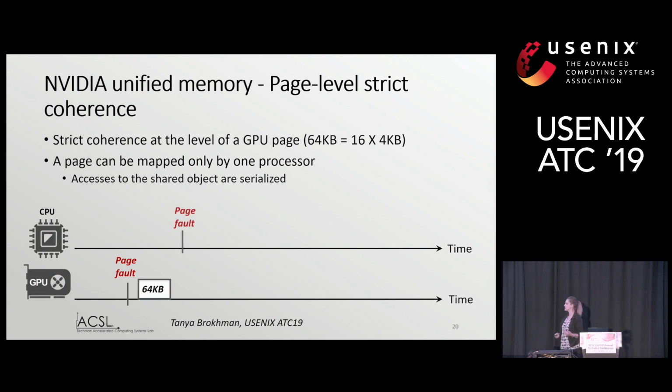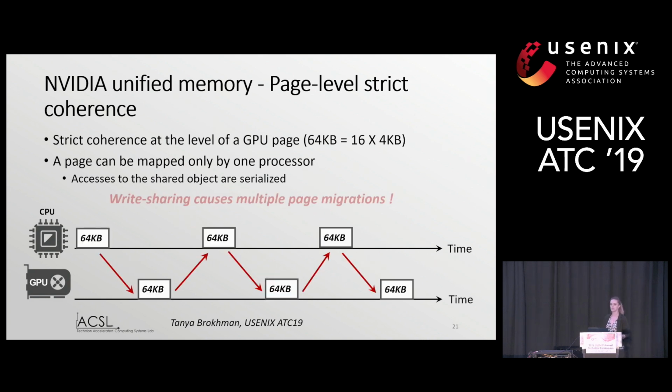And if the CPU needs the page next, it will also raise a page fault, and the page will be migrated back to the CPU. So as you can see, if the CPU and the GPU are write-sharing the page, it results in a constant ping-pong of it between the two memories. But what if the CPU and the GPU are actually false-sharing the page? For example, the CPU writes to the lower 32K, and the GPU writes to the upper 32K. In theory, they could have worked in parallel, right, if not for the strict coherency limitations.